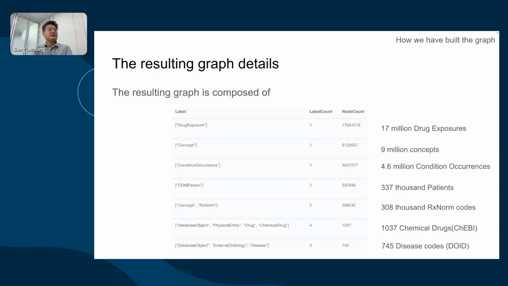This is the resulting graph details. We have 17 million drug exposures, which are the prescriptions for the patients, and 9 million concepts, and 4.6 million condition occurrences, which are the diagnosis events. And we have 337,000 patients and several hundred Reactome codes and chemical drugs and disease codes from Reactome.